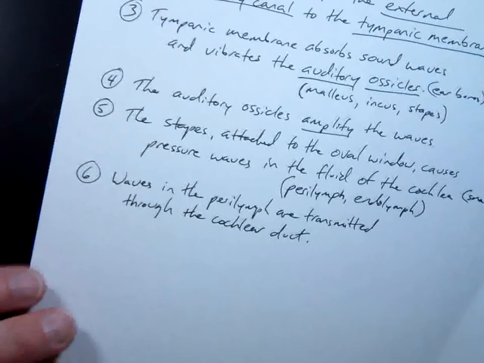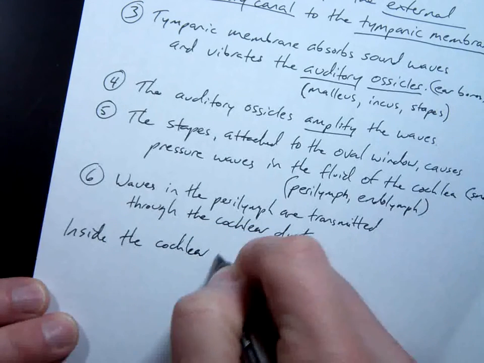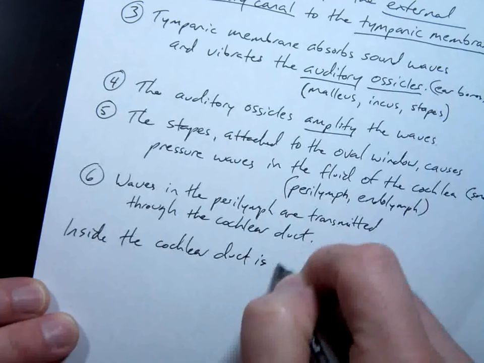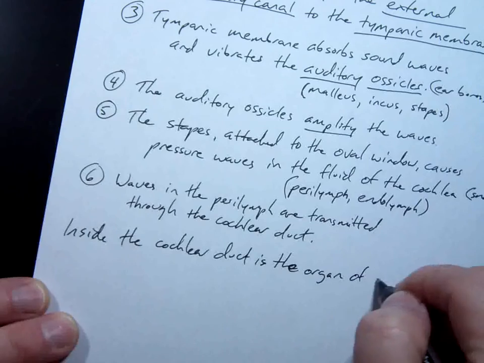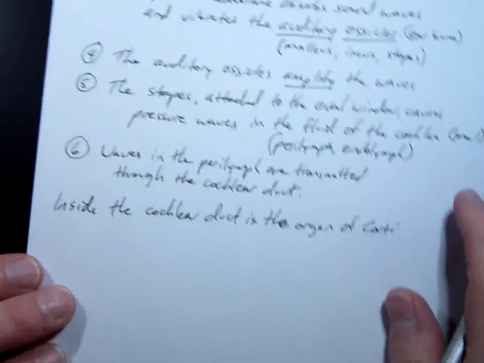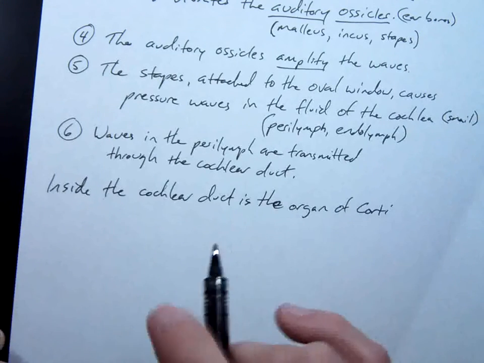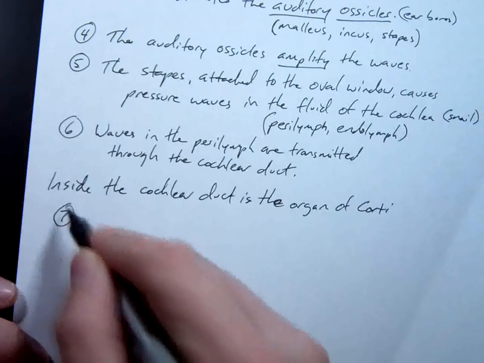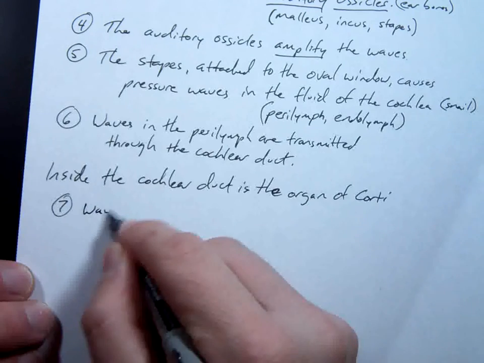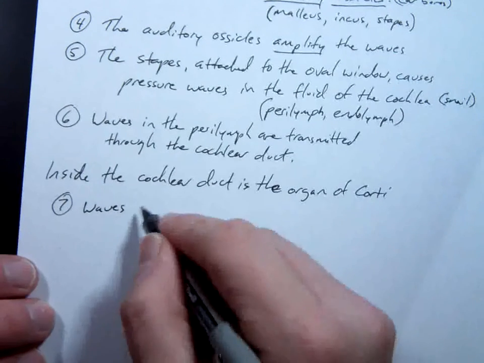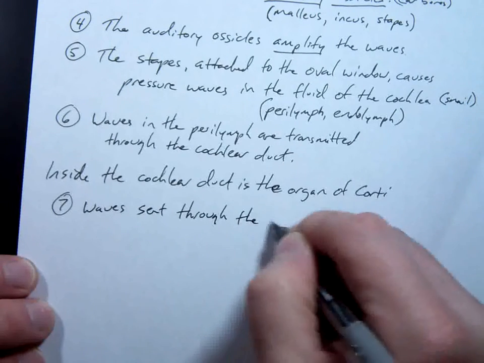Okay, inside the cochlear duct is the organ of Corti. Are we done with the steps? We've got something else. This is not really a step. This is just kind of information. Okay. And then we can go to step 7. Waves sent through the cochlear duct. And I think of all the things, this is probably the most important. How many steps are there? We're going to end up with 9.